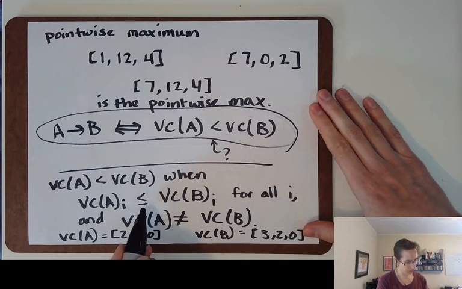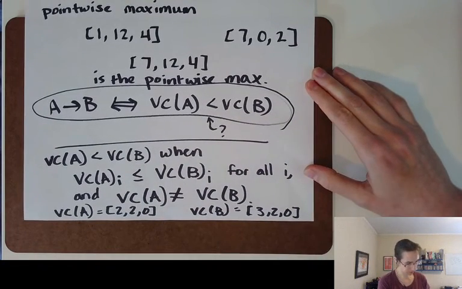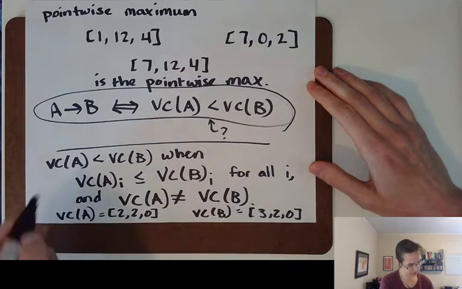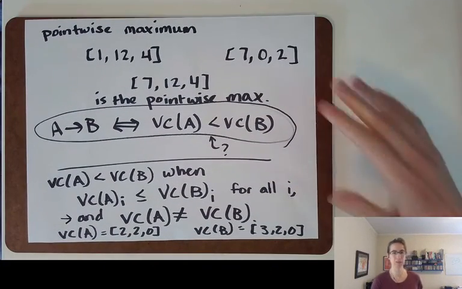So it's less than or equal to. So it's okay if they're the same in almost all of the positions, right? In this example here, they are the same in all but one position, right? But there is one position where this one is bigger, and that's captured by this last condition here where we say that the vector clocks can't be equal.